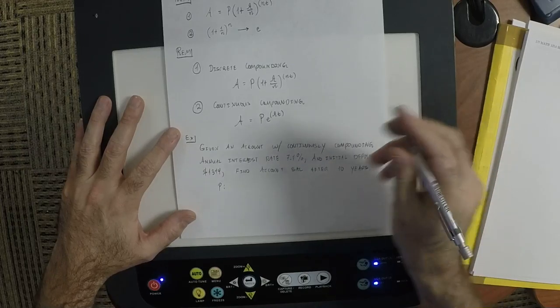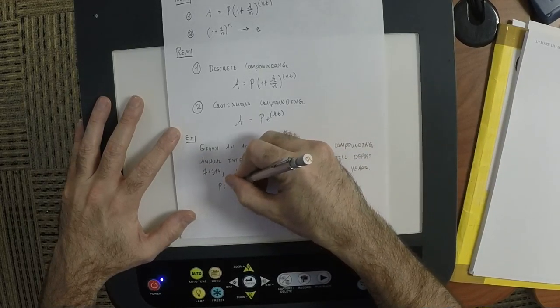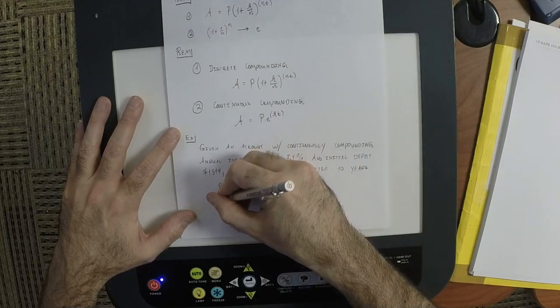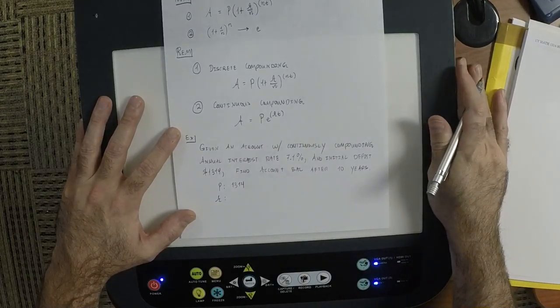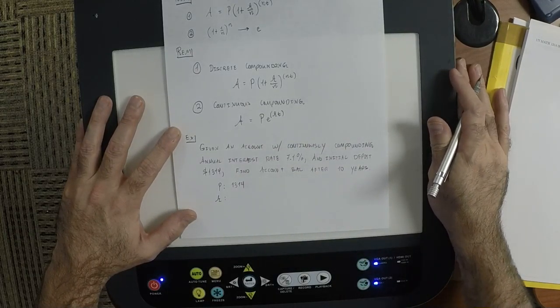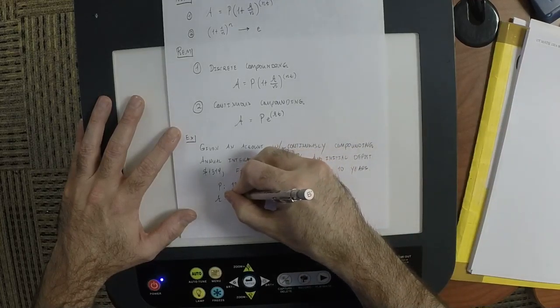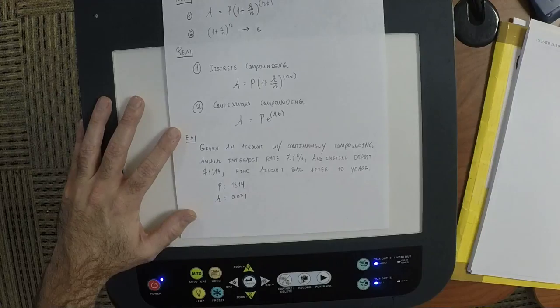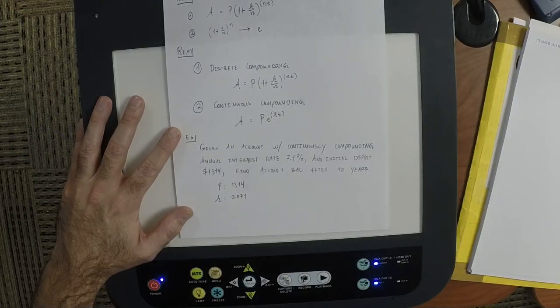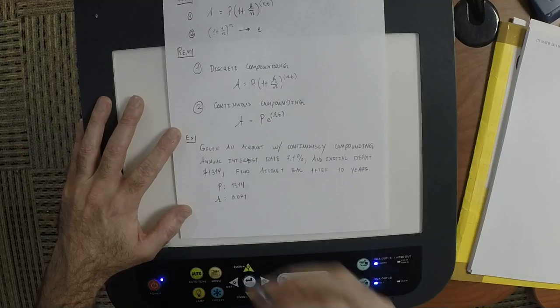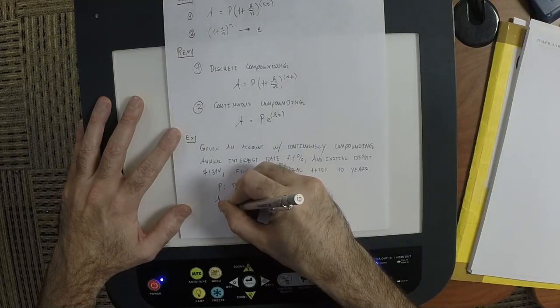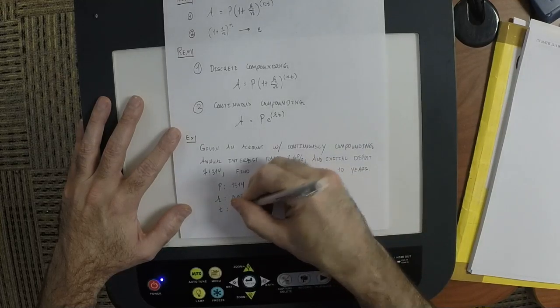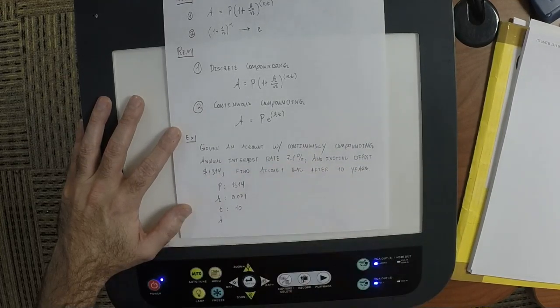Okay, so let's run through them all and make sure that we know what we know and what we're trying to find. So P, are we to find this or were we given this? We were given this. What's its value? Good. R, are we to find this or were we given it? Okay, what's its value? Very good, 0.071. There's no n in this model, right? This is the continuous model, so it's not in here.